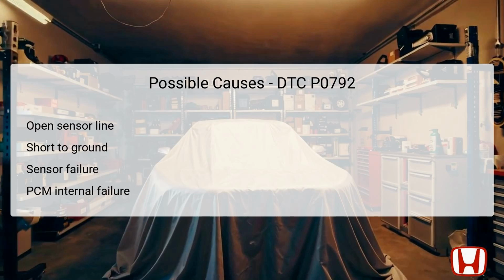The potential causes of DTC P0792 include several critical issues related to the CVT drive pulley speed sensor and the vehicle's electrical systems. First, an open sensor line, which could result from a loose connection or disconnection, would impede the sensor's ability to transmit signals to the PCM. Next, a short to ground in the wiring can create erratic signals or prevent them from reaching the PCM, erroneously indicating sensor failure. Furthermore, the sensor itself may simply fail, reducing its capacity to detect the speed correctly.